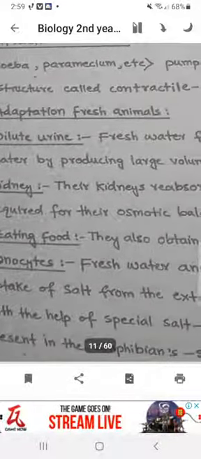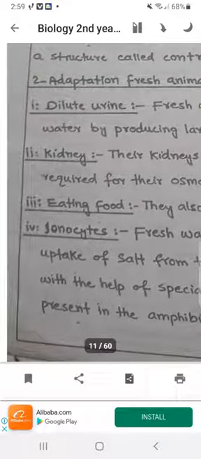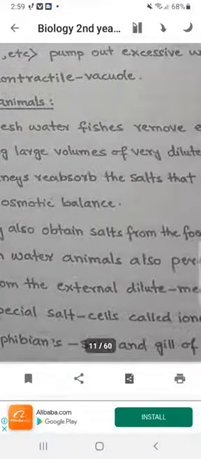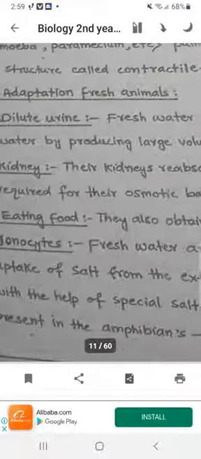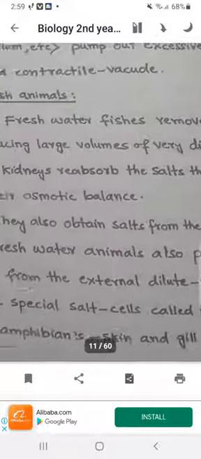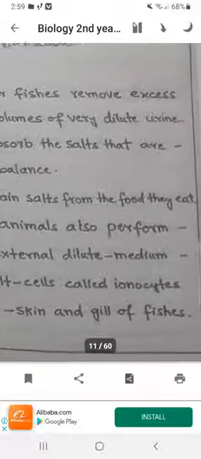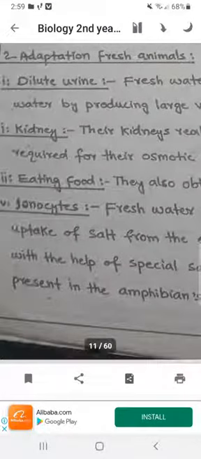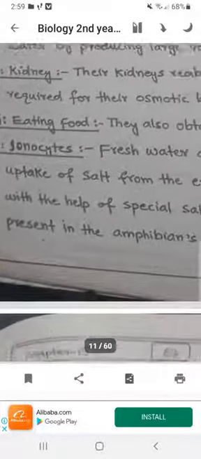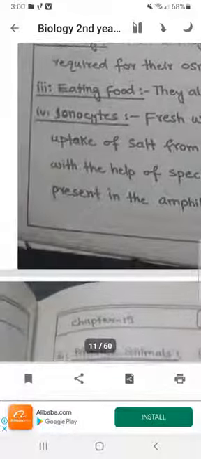Number two, adaptation in freshwater animals. Number one, dilute urine. Freshwater fish remove excess water by producing large volumes of very dilute urine. Number two, kidney. Their kidneys reabsorb the salts that are required for their osmotic balance. Number three, eating food. They also obtain salts from the food they eat.